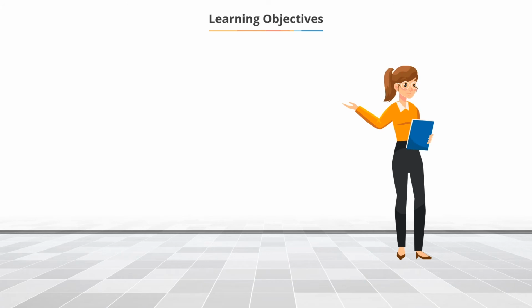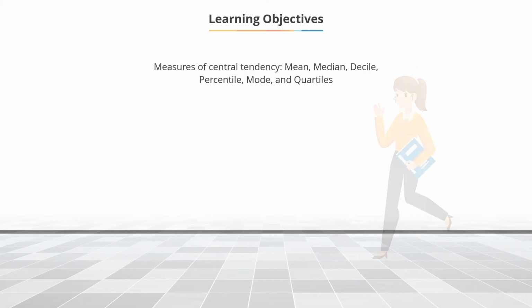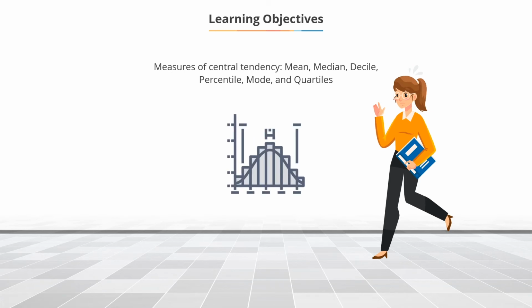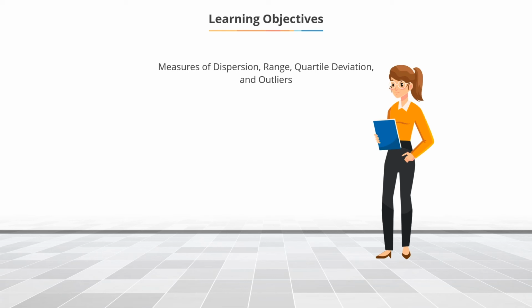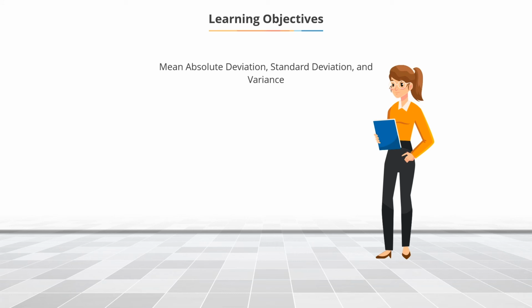Zoe wanted to learn what a Z-score is and how to calculate it. To do so, she must understand definitions of measure of central tendency and mathematical and positional averages. Measures of central tendency such as mean, median, decile, percentile, mode, and quartiles. Definition of measures of dispersion, range, quartile deviation and outliers, mean absolute deviation, standard deviation, and variance.